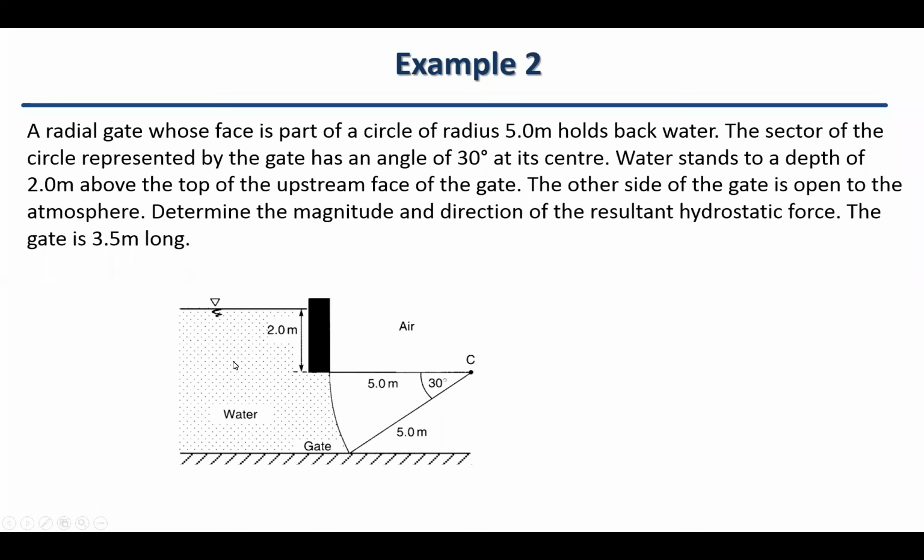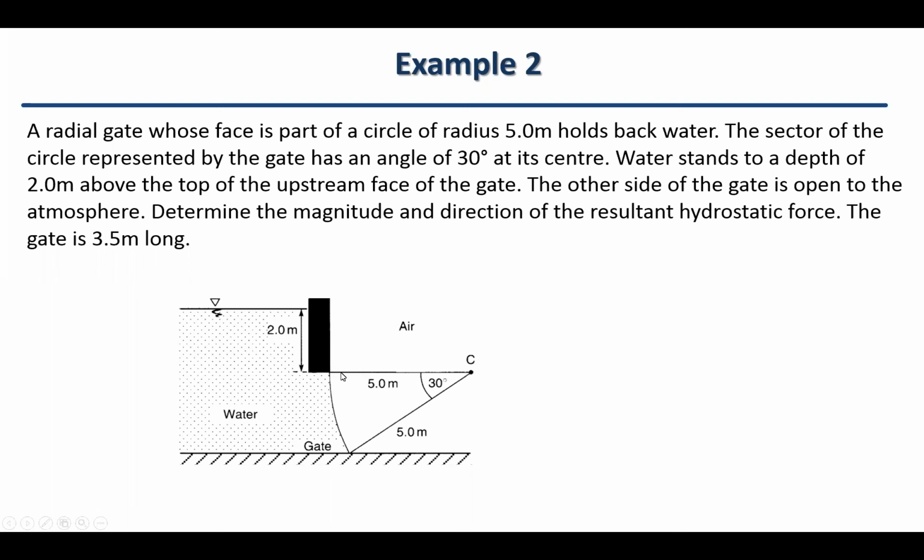The sector of the circle represented by the gate has an angle of 30 degrees at its center. So this sector of the circle has 30 degrees at its center. The water stands to a depth of 2 meters above the top of the upstream face of the gate. As you can see, the top of the upstream face of the gate is here, and the water surface is 2 meters above that. The other side of the gate is air, or atmosphere.